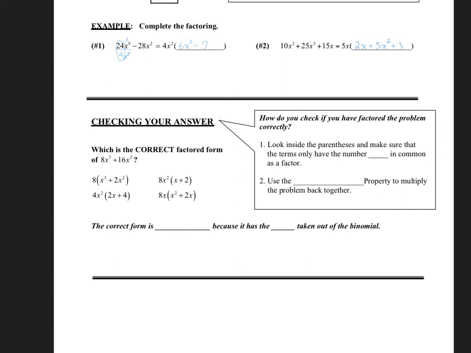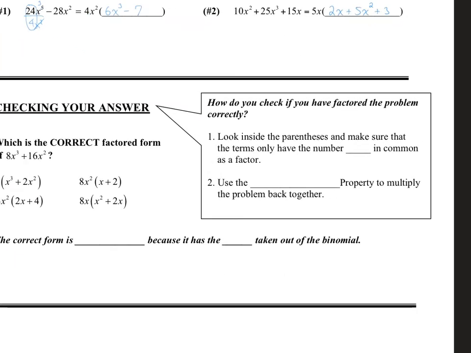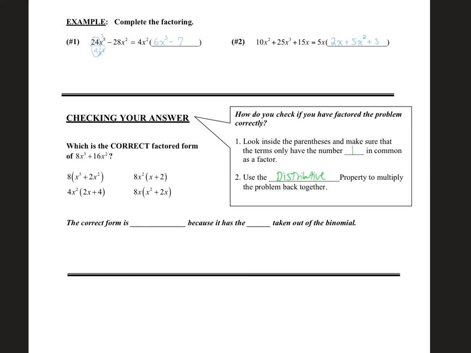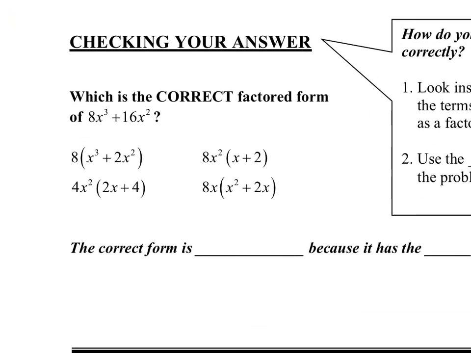Okay, so it says, how do you tell if you factored out correctly? And the way you do this is you look inside the parentheses and make sure that the terms only have the number 1 in common as a factor. And you can use a distributive property to multiply the problem back together. But we're just going to look at the GCF inside the parentheses here, okay?